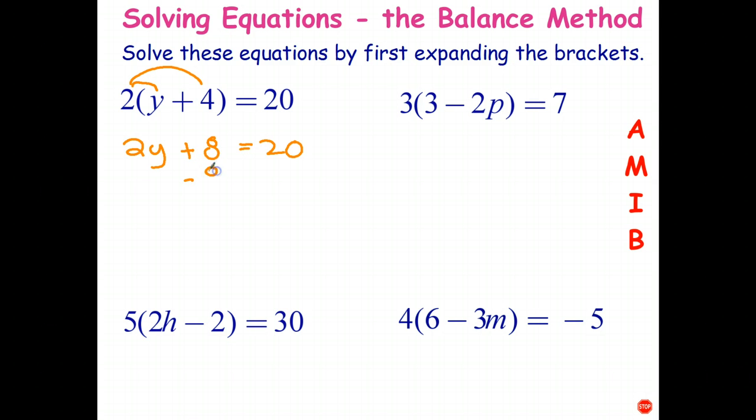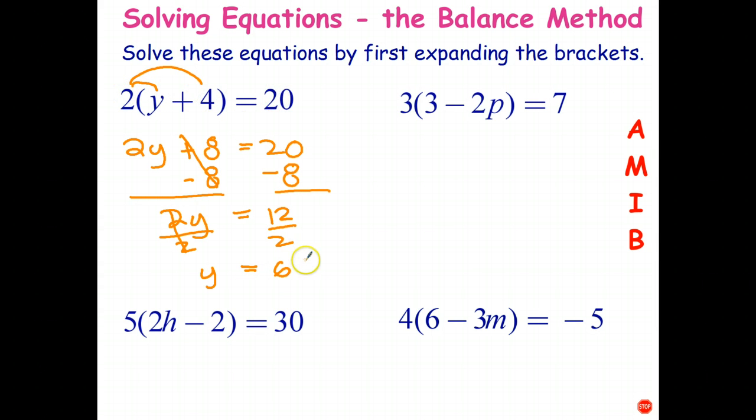I subtract 8 from both sides, leaving just 2y on the left, and 20 take 8 is 12. Divide both sides by 2, and it looks like my answer is y equals 6. Quick check, 6 plus 4 is 10, 2 times 10 is 20, and it does check. Okay, we'll try the same technique on this one.